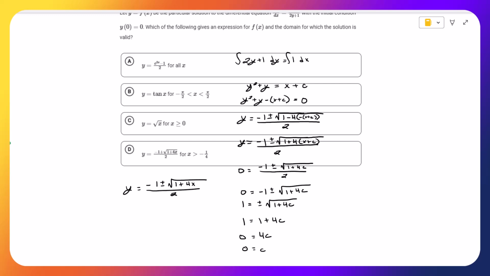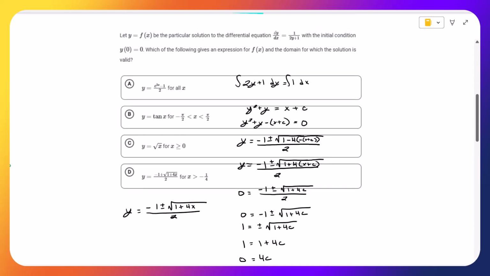And again, we'll evaluate the plus or minus, which one satisfies our initial condition. Well, we want negative 1 plus this to equal 0. Negative 1 plus 1 is 0. Negative 1 minus 1 is negative 2. So we want the positive version. So our particular solution is y equals negative 1 plus the square root of 1 plus 4x, divided by 2.